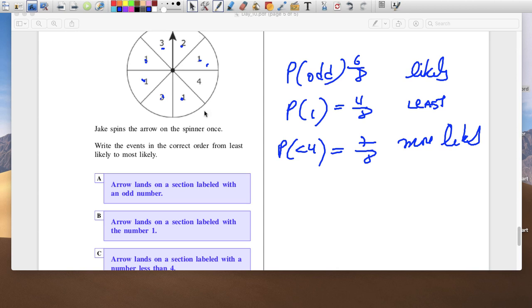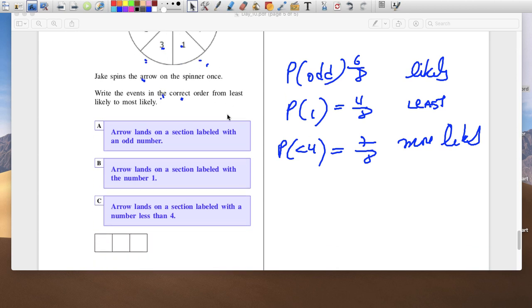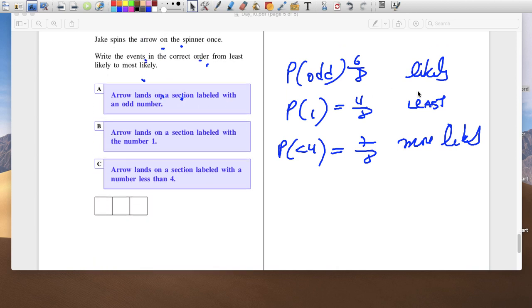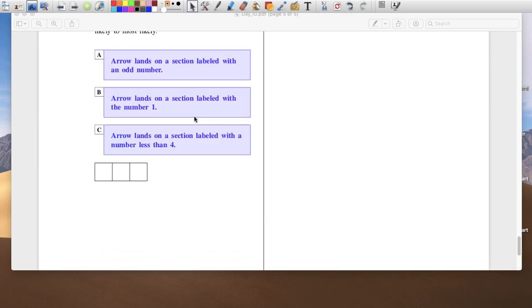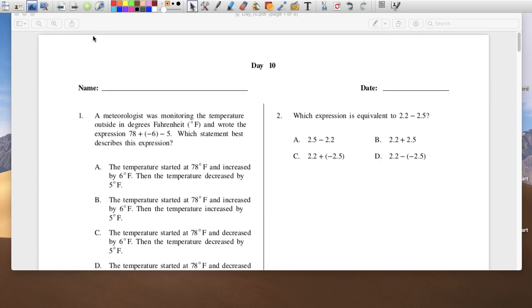All right, so let's just go down here. So I would definitely write in order. The least likely would be B, right? So this is the least likely. And then more likely than that would be 6 out of 8, which is odd number, which is A. And the last one, obviously, C. So BAC would be my choice. Okay. And that's that for whatever day this was, 10.